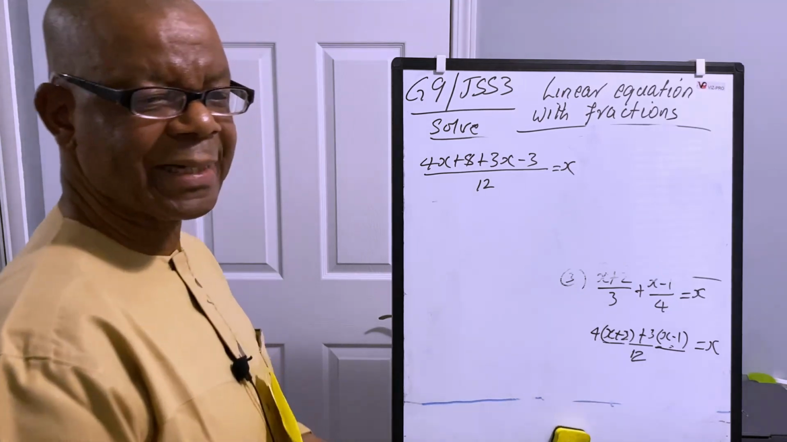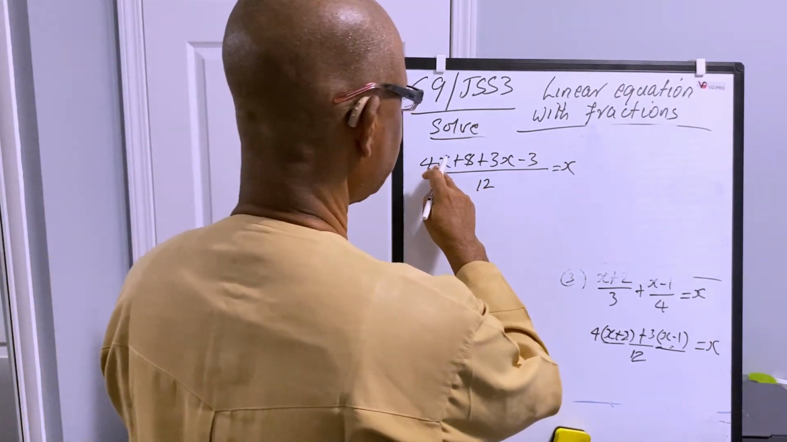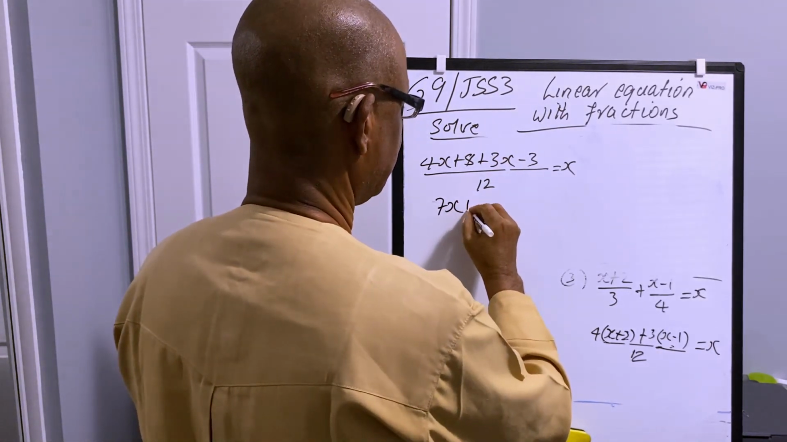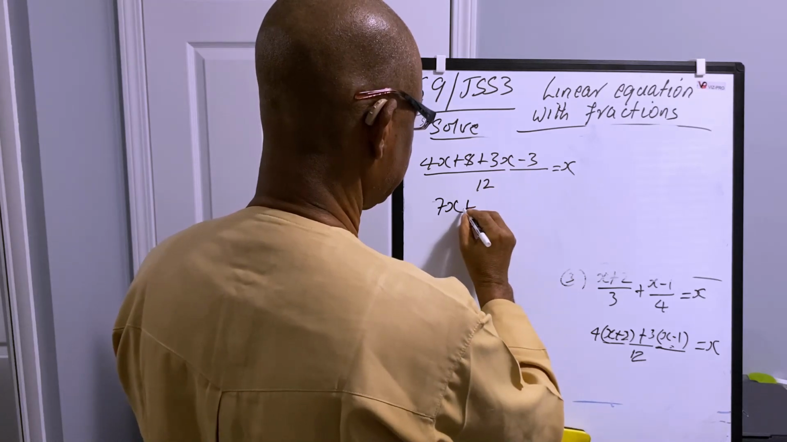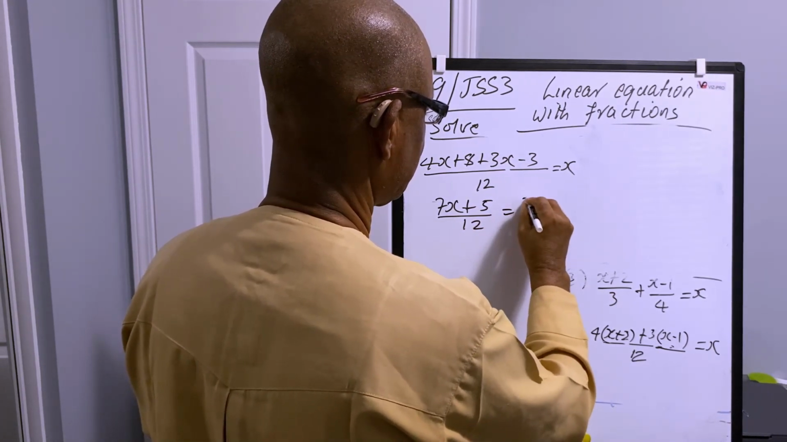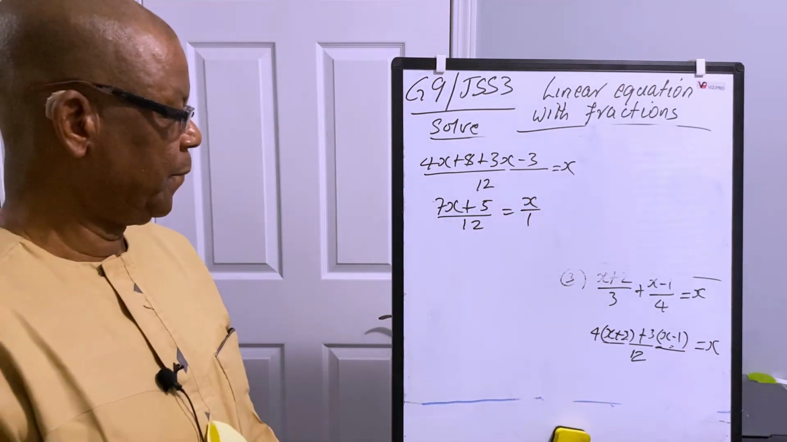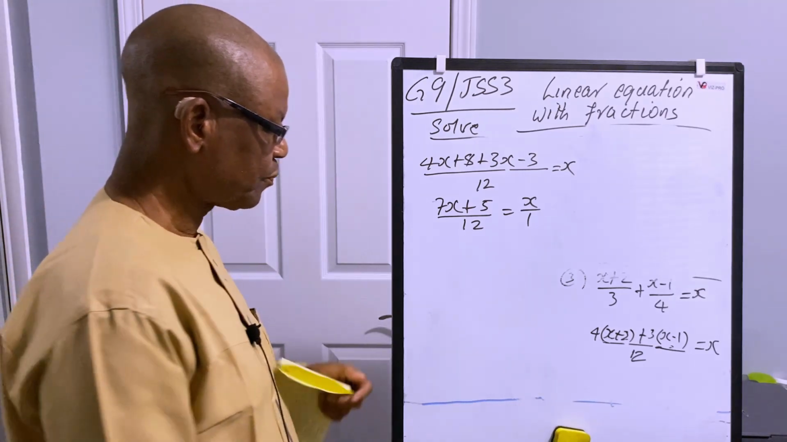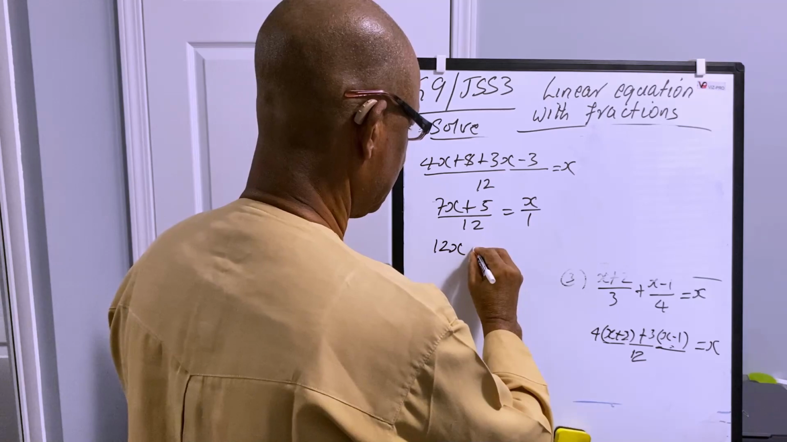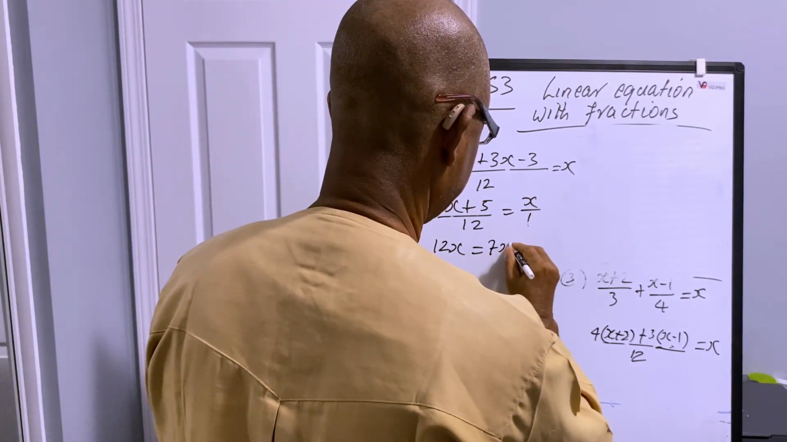And so we collect the like terms at the numerator. 4x plus 3x is 7x, 8 minus 3 is 5, over 12 equals x over 1. We cross multiply: 12 times x is 12x equals 7x plus 5 times 1, which remains 7x plus 5.